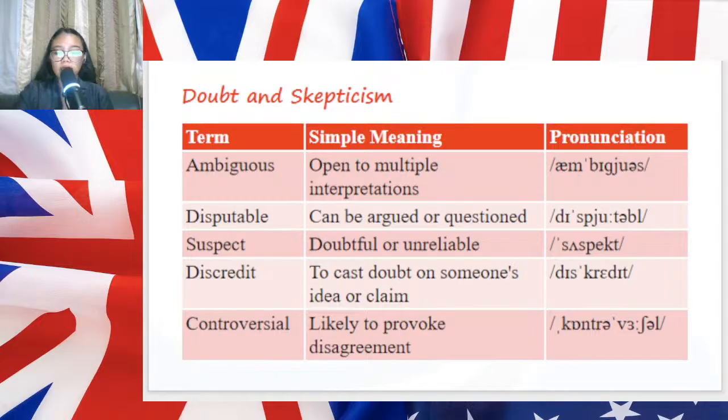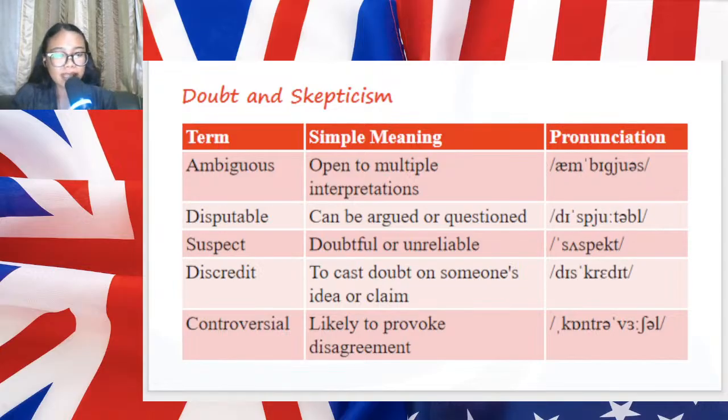All right. Let's start with ambiguous. Again, ambiguous. Meaning open to multiple interpretations. So ambiguous is a descriptive word used when something is not clearly defined or explained, which allows for more than one possible understanding. This is common in language, in arguments, maybe in visuals also, or situations that can be interpreted in different ways.